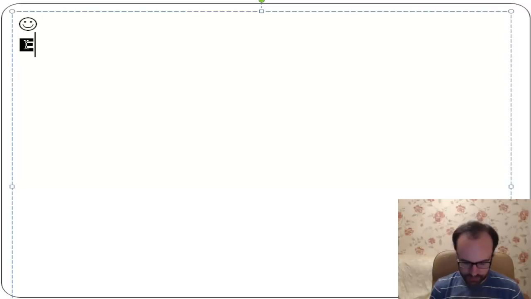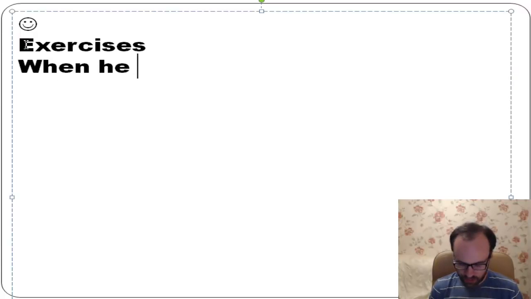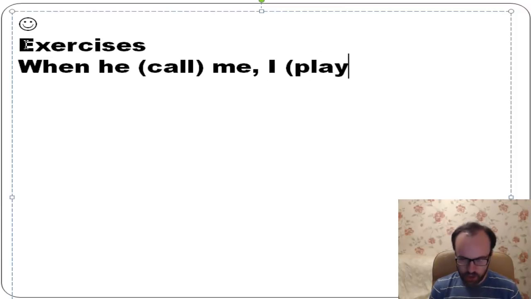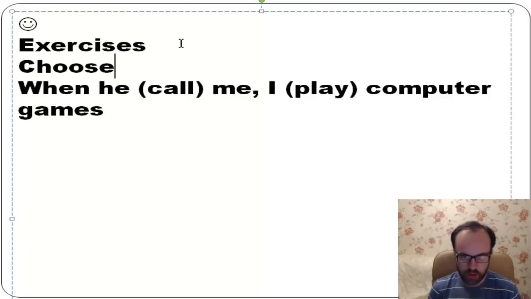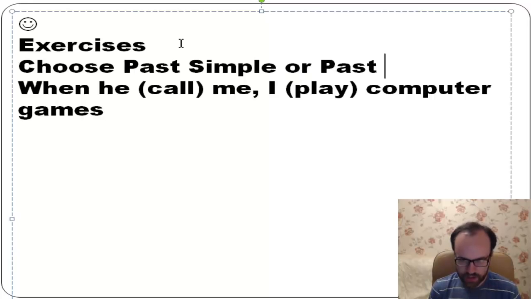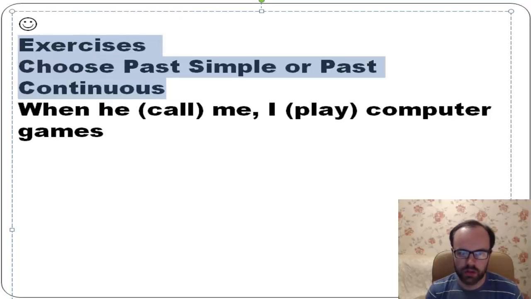So exercises. When he call me, I play computer games. So choose past simple or past continuous. So when he call me, I play computer games.